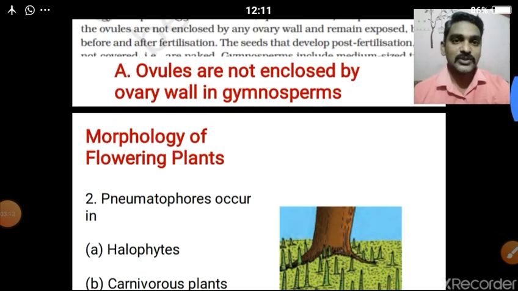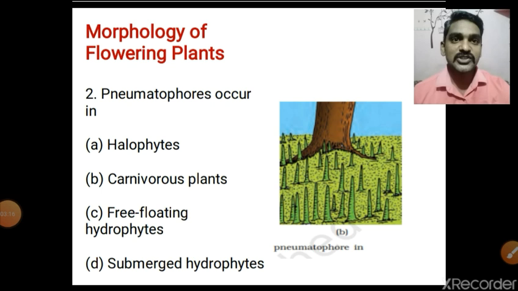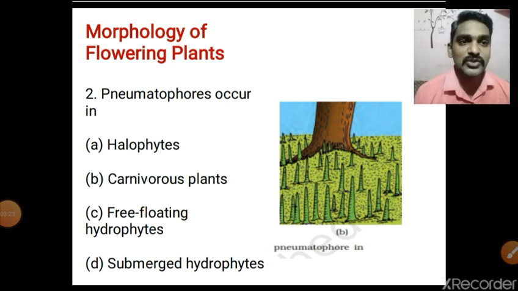And if you go to the next question, you can see it is from morphology, morphology of flowering plants. So where do pneumatophores occur? Okay, that is the question. What do you mean by pneumatophores? You can see I have given the picture here. That is a root modification.